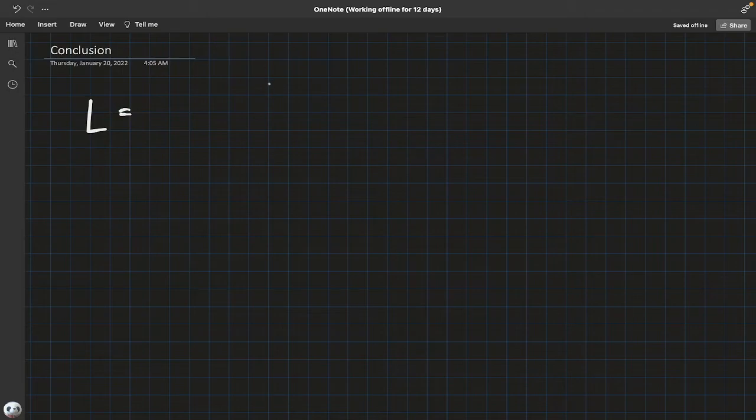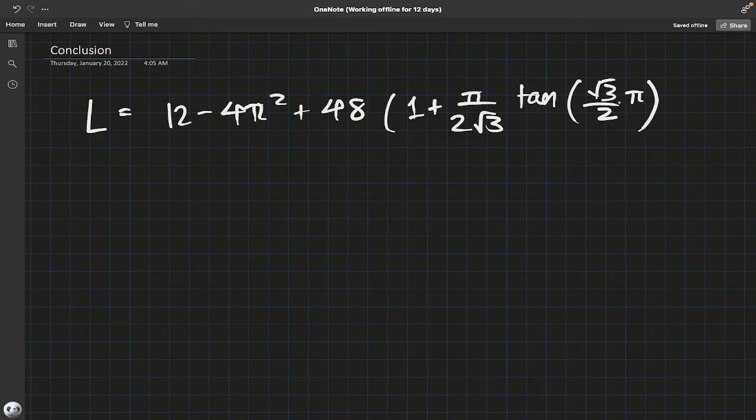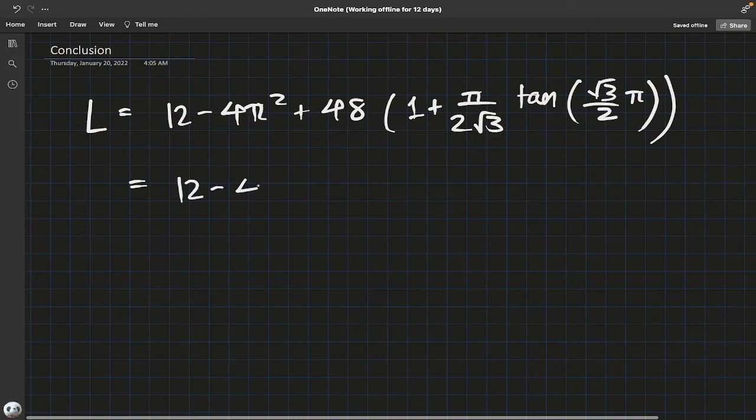So L is 12 minus 4 pi squared plus 48 times S, and S, we did our number crunching as true mathematicians would, to give us a tangent of pi times square root 3 over 2. So just simplify it. That's all that remains to be done.